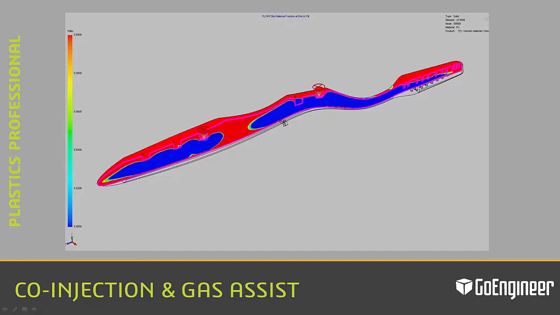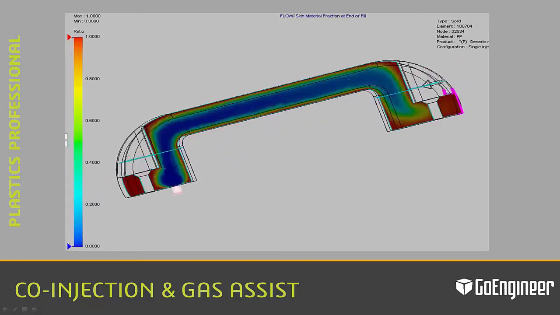Here we're looking at a cross-section so we can see the skin material fraction at the end of fill. This gives us an idea of how thick the skin might be and if any of the core material may come through to the surface, which would typically be undesirable. For the gas-assisted injection molding process, a controlled volume of melted plastic is injected into the mold. Then gas is introduced into the melt stream to complete the filling of the mold cavities. The gas penetrates the center of the melt stream, coring it out and resulting in hollow parts.